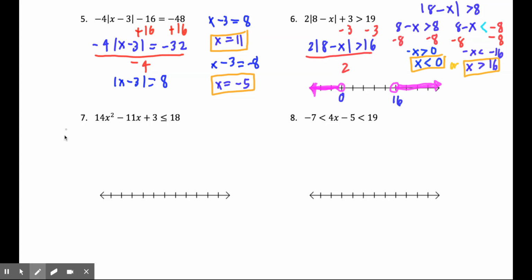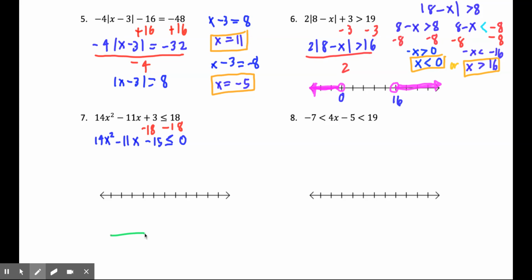Okay, so now here's a quadratic inequality, and so the first step is to set it equal to 0. So subtract 18 from both sides, and then you get 14x squared minus 11x minus 15 is less than or equal to 0. Okay, and then we want to factor.